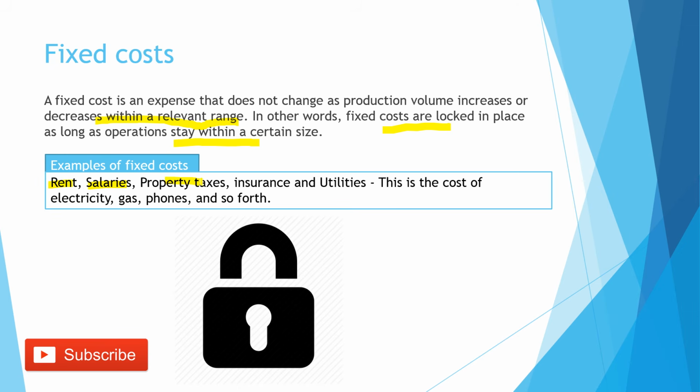Property taxes. So tax is another thing that's fixed. It might change each year in April, but that is always the same for a specific period of time. Insurance, you normally get insurance for a year, so that will stay the same. Your utilities, this is the cost of electricity, gas, phones, and so forth. So these are your fixed costs.